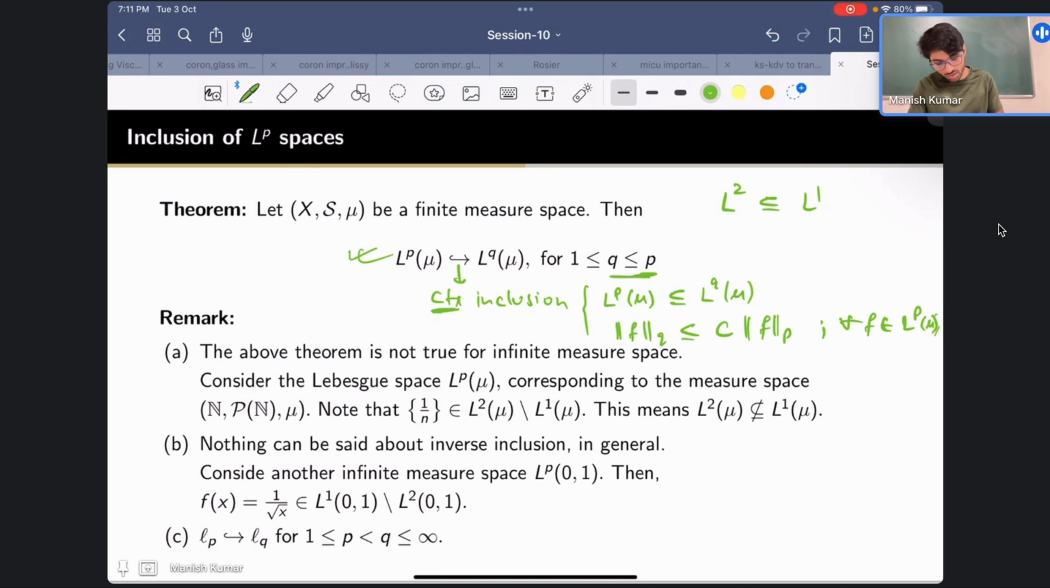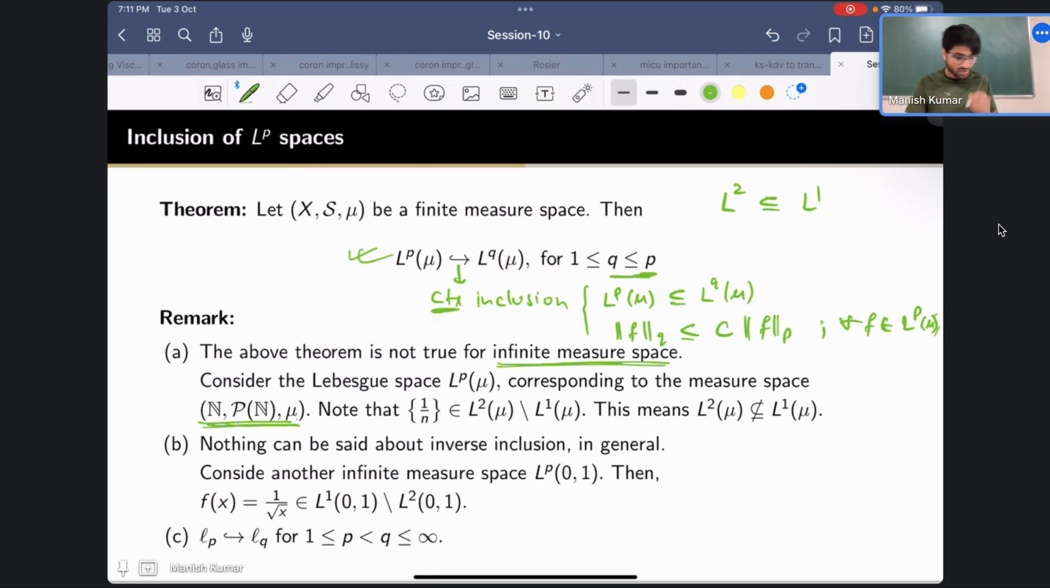Okay. So the above is not true for an infinite measure space, or even a sigma-finite measure space. I don't think this is true. For example, consider this one. When we are considering an infinite measure space, let us take the space N with the power set and the counting measure mu.